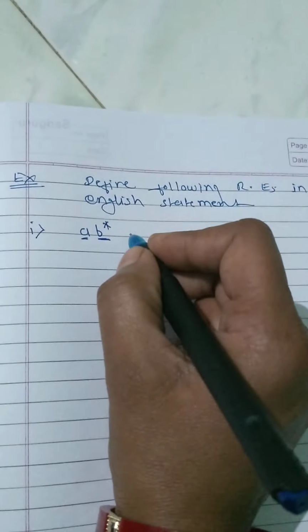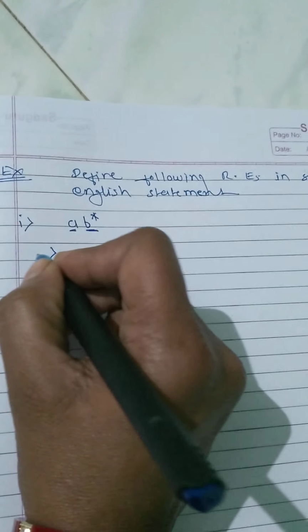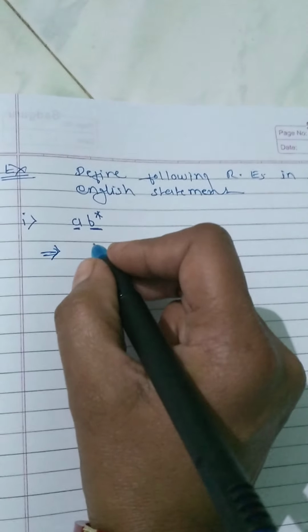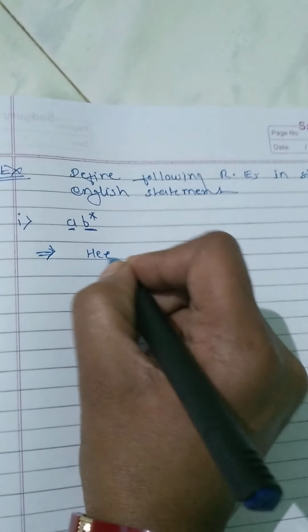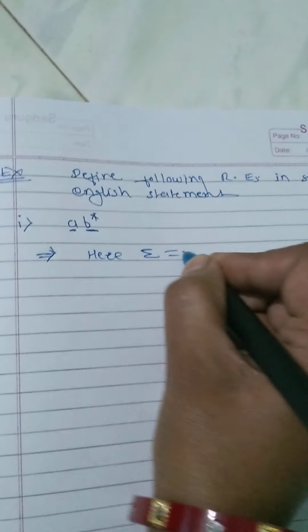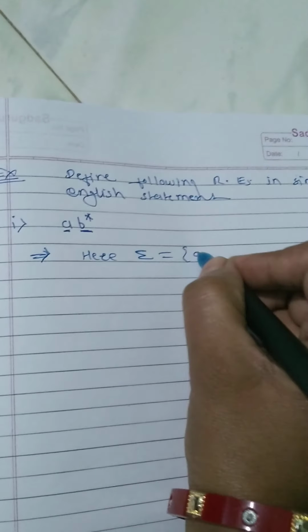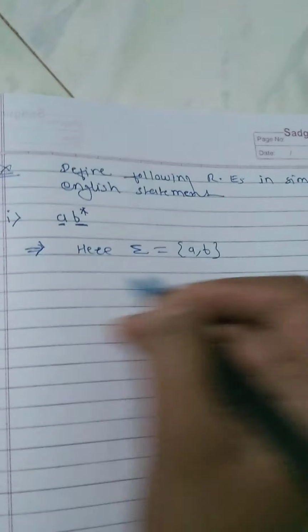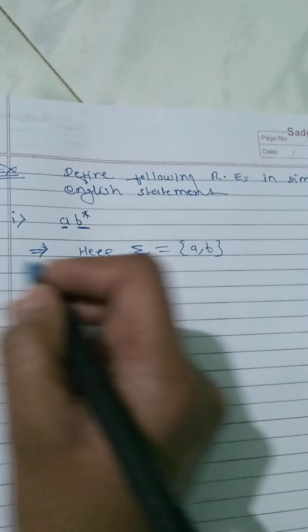Okay, now see how to answer such questions. So we will write this one. First you have to define the alphabet. Here alphabet is equal to whatever symbols you can see here. Write all the distinct symbols in the set. Then alphabet is equal to A comma B.